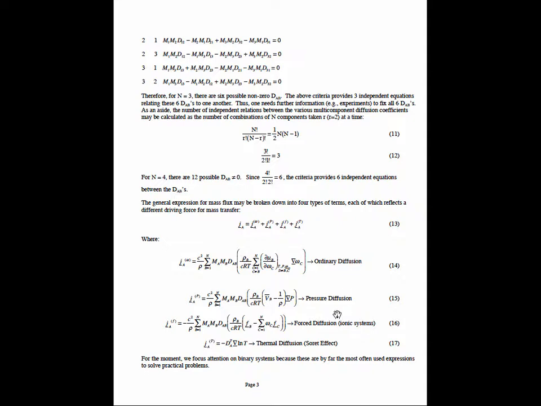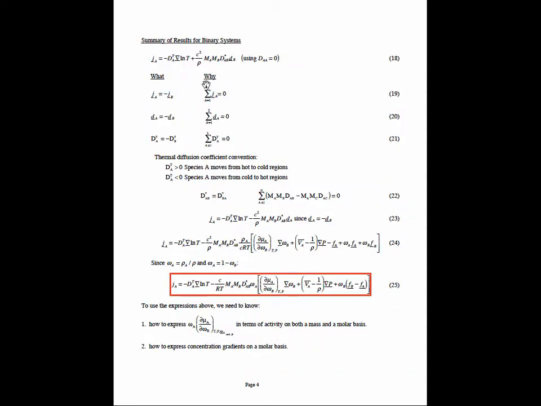Again, this is just the mathematical machinery in this case, and we'll recall that for the binary case, we have the results that are shown here. The diffusive fluxes of A and B have to be equal and opposite to one another, and that translates to these generalized driving forces having the same relationship.